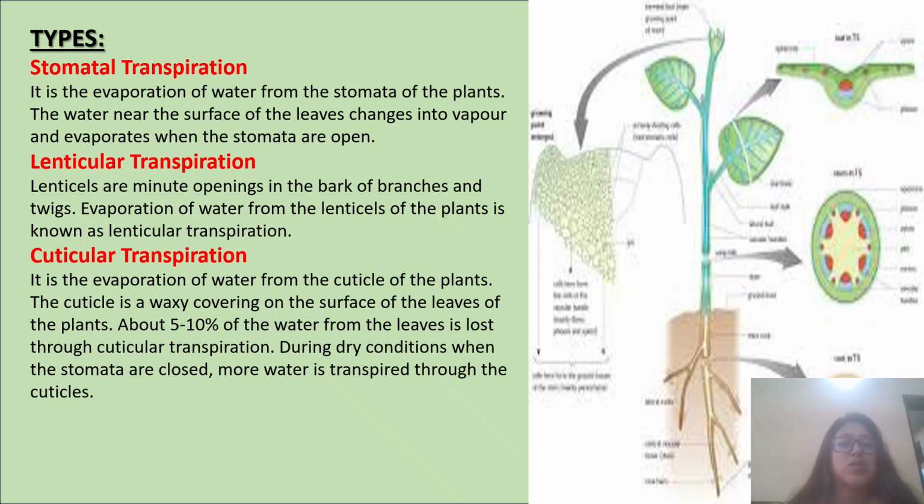Next, cuticular transpiration. It is the evaporation of water from the cuticle of the plants. The cuticle is a waxy covering on the surface of the leaves. About 5 to 10% of the water from the leaves is lost through cuticular transpiration. During dry conditions, when the stomata are closed, more water is transpired through the cuticles.